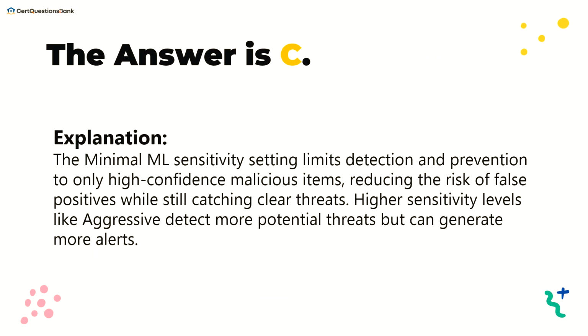The answer is C. The minimal ML sensitivity setting limits detection and prevention to only high-confidence malicious items, reducing the risk of false positives while still catching clear threats. Higher sensitivity levels like aggressive detect more potential threats but can generate more alerts.